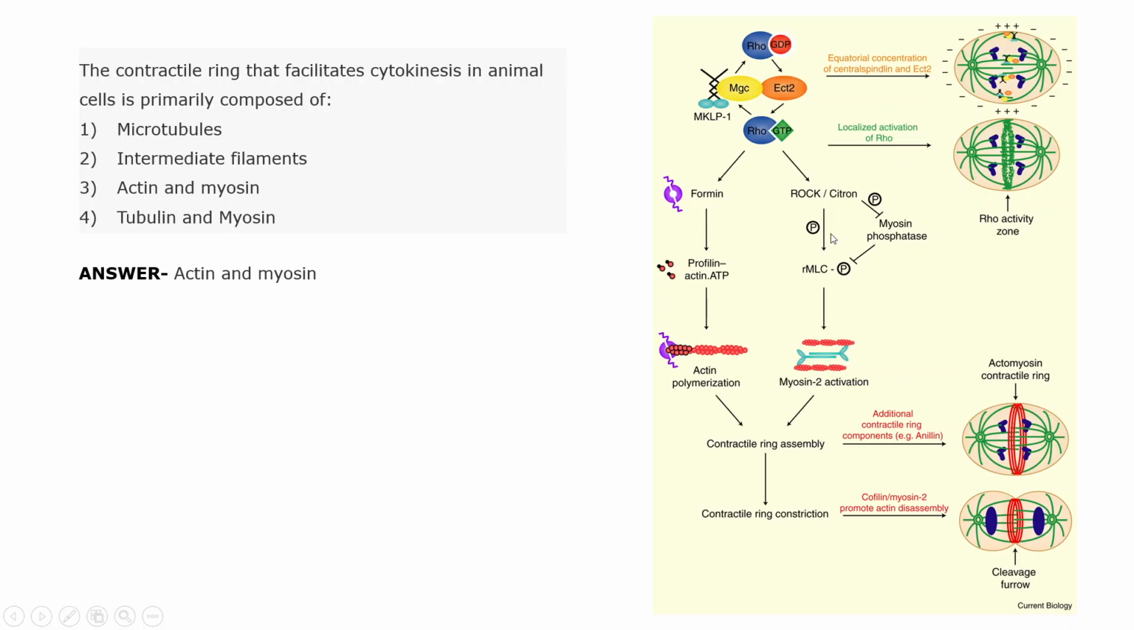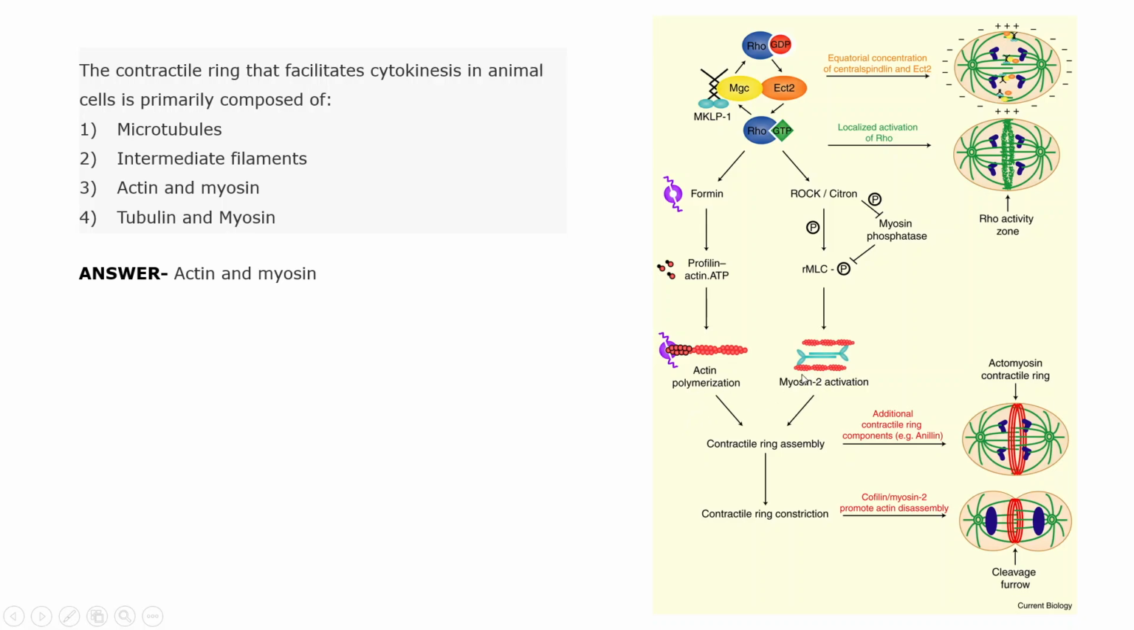This particular kinase phosphorylates this particular protein, myosin phosphatase. Myosin phosphatase, if it is active, inactivates this particular protein. So once it is phosphorylated by this kinase, Rho kinase or citron protein, it becomes inactive in nature, and the kinase also phosphorylates this RMLC to a phosphorylated form, so it is active, and this in turn activates the myosin molecule there.